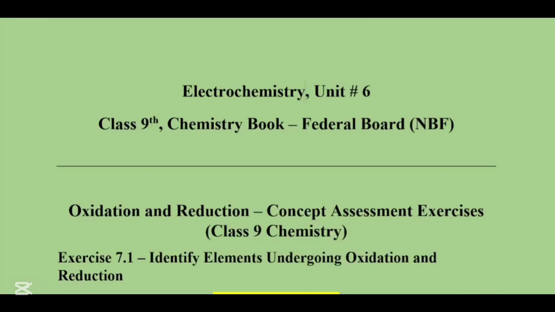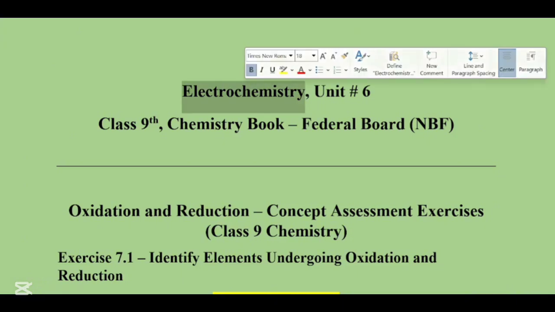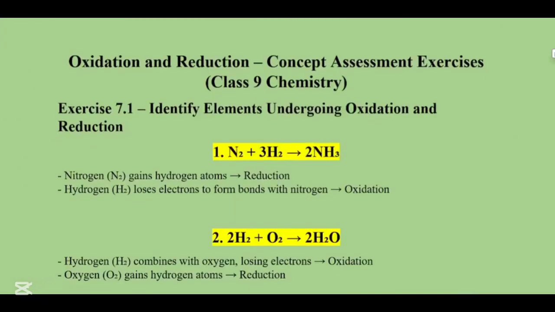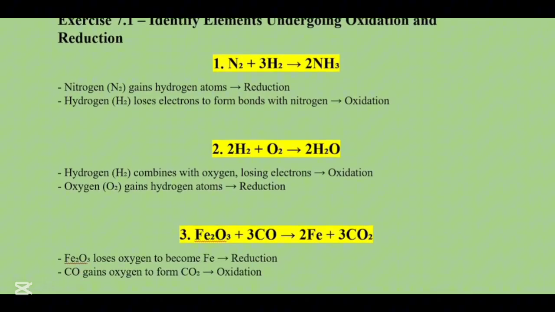This is Arish Asif Khan, and today we're going to cover these concept assessment exercises from the electrochemistry unit, the 6th chapter from the class 9th chemistry book. So let's start. Exercise 7.1 states that you need to identify the elements undergoing oxidation and reduction. We covered in the previous lectures that oxidation has 4 key points and so does reduction. Basically, reduction is the opposite of oxidation. So look at this first chemical reaction.